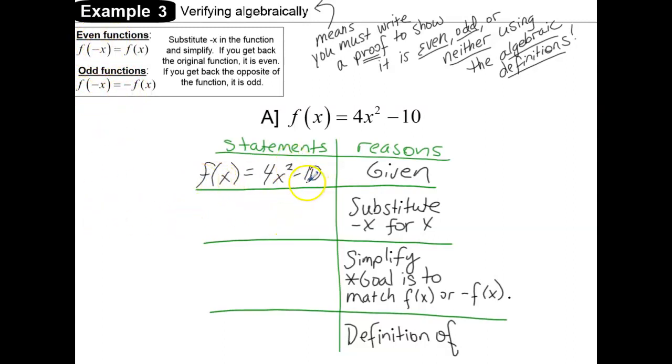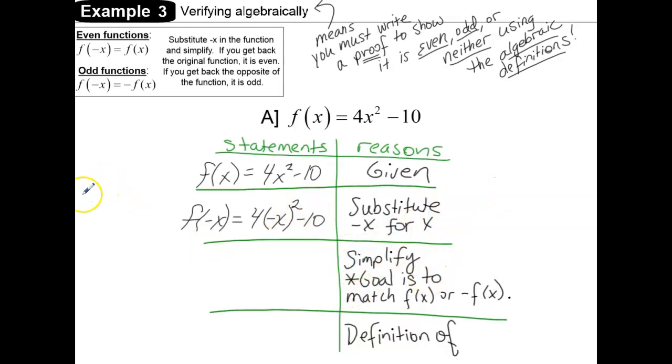So our second step after we give the function that we're starting with is to substitute a negative x everywhere that we see x in the function. So f of negative x is equal to 4 times, and in the parentheses there, that's where my x would go, because see how it's 4x squared minus 10 in my original, but in this spot where the x was in my original, I'm going to replace that with a negative x instead. And so I'm looking for 4 times the quantity negative x squared minus 10.